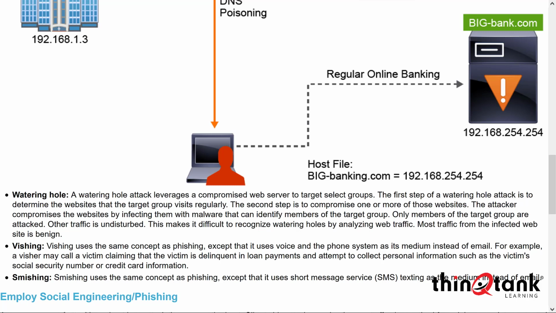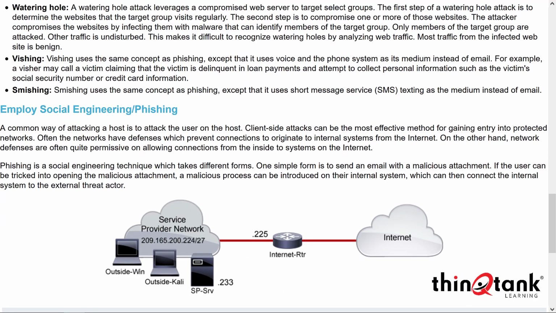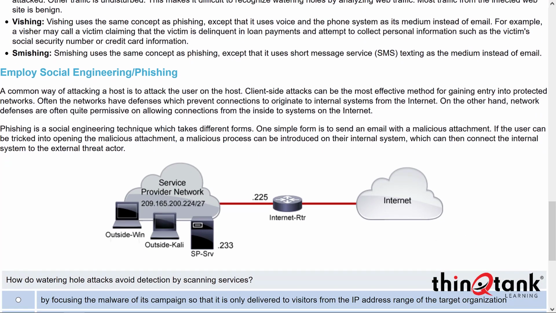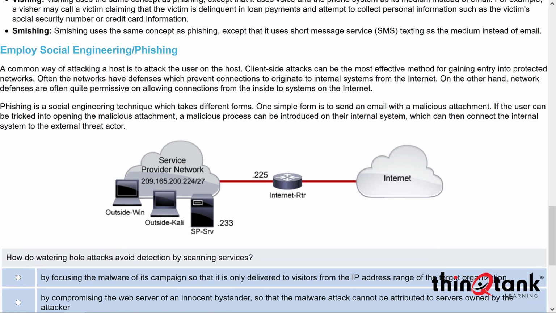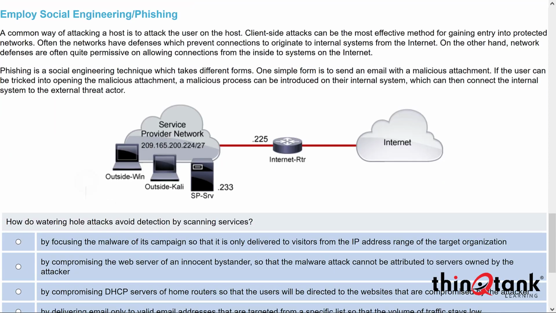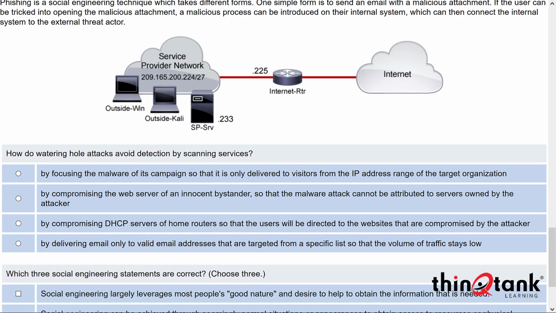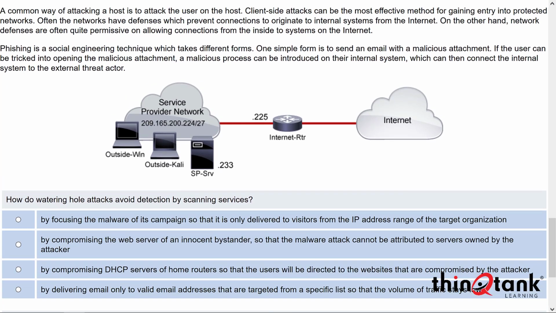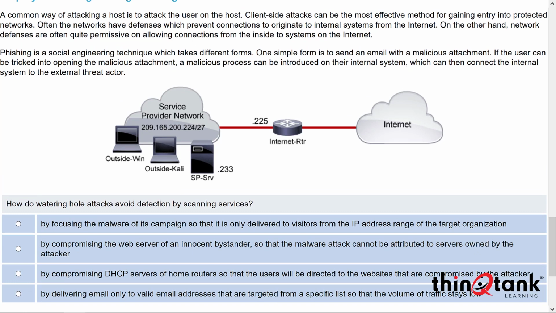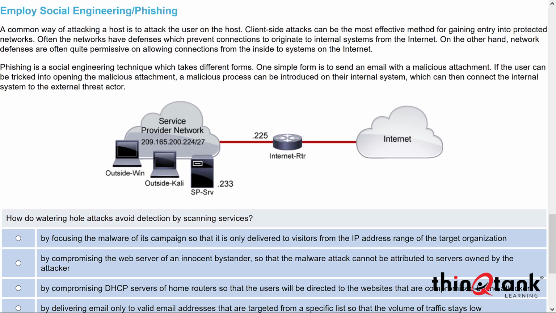And smishing is phishing over SMS or texting. All right. So there are many, many different types of social engineering attacks. But again, it's all about preying on the human propensity to want to help, right? Or the human propensity to want to be able to participate, if you will. All right. So we see here in this example, a common way of attacking a host is to attack the user on the host, right?